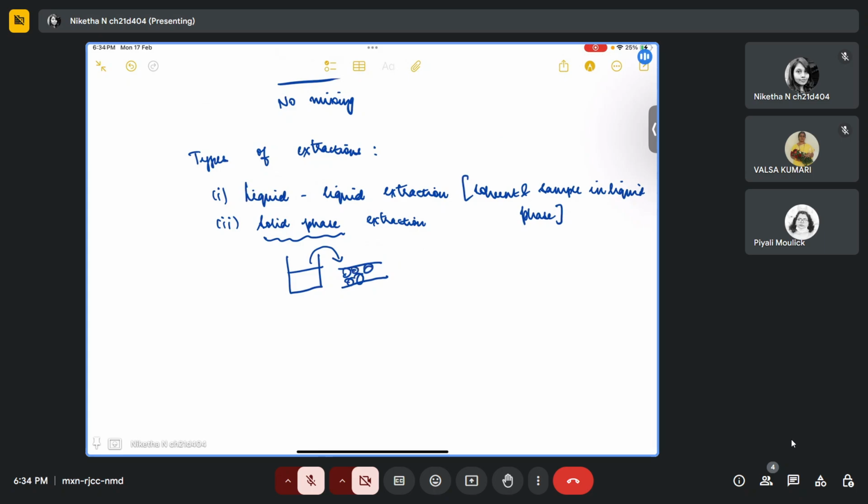So this adsorbent will absorb all the chemical, and later this will be washed, or flushed with the solvent, and from this we will get the chemical along with the solvent. Since this involves an additional adsorbent, which is a solid substance, this is called solid phase extraction.